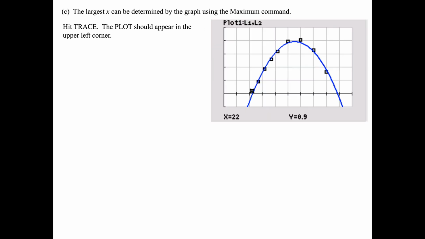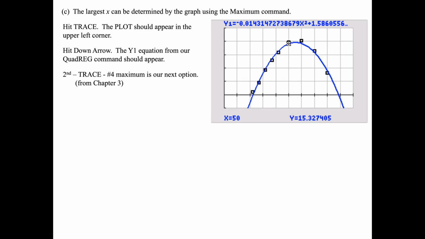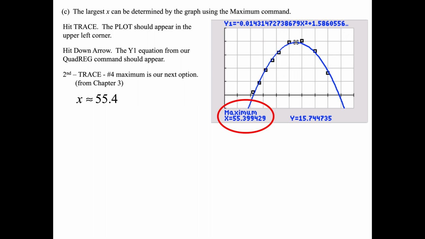And part C, the largest x can be determined by the graph using the max command. So for part C of the question, it says use the model to approximate the age at which the percentage of the population divorced is greatest. So we'll go to our second trace, do a calculation, choose maximum, and we should come up with a value of 55.39. So right around 55.4. And again, I'll bring the calculator in to do this. I just want to show you the procedures to do this.